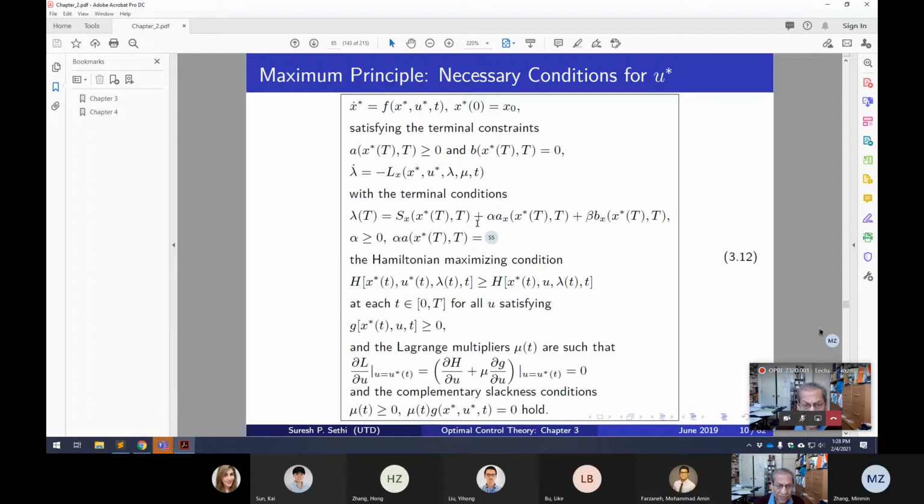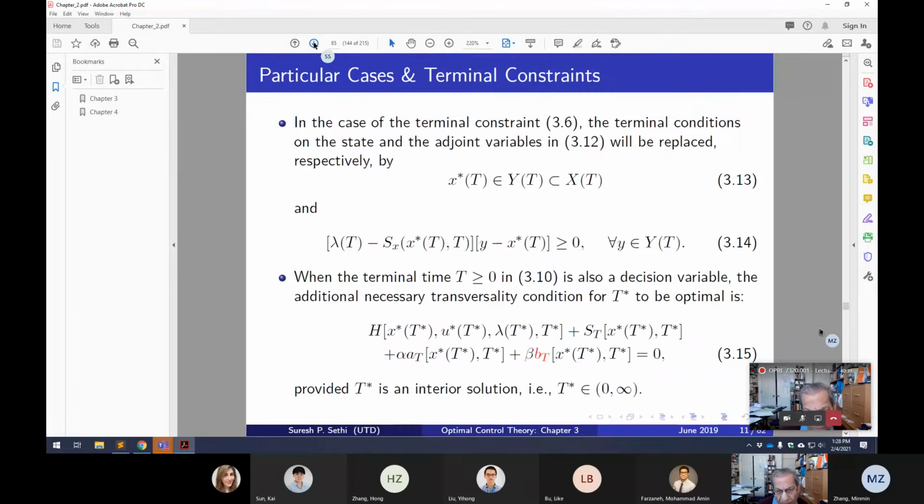Because we're going to now apply this to several examples to get some more sense of what is going on. Okay. Let me not spend too much time on it because most of the time we will not need that, but you need that also to complete the theory. If x star t was in a set like that, then the terminal condition will be like this. It is almost like a complementary slackness condition. Either lambda T is equal to this or y is on the boundary. So something like that would give you the condition.